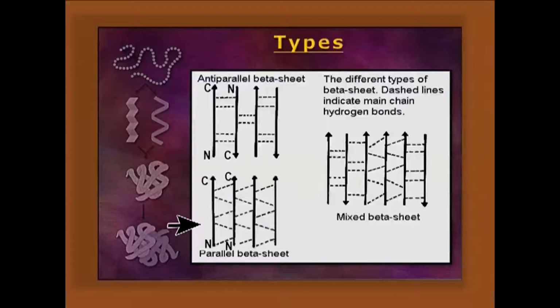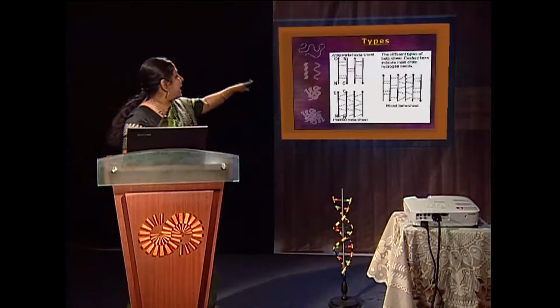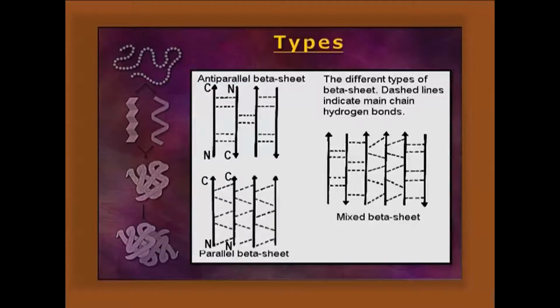The types include parallel and anti-parallel. In the case of parallel, you can find both are in the same direction, from N to C and N to C, and in anti-parallel both the directions are in the opposite way, okay. But usually the parallel types are not found much because the hydrogen bonds are slanted, okay, as you can find here. But in the case of anti-parallel beta sheet, sometimes it is coming closer, sometimes it is wider, okay. So it is easy to make, and biologically anti-parallel are much more found.